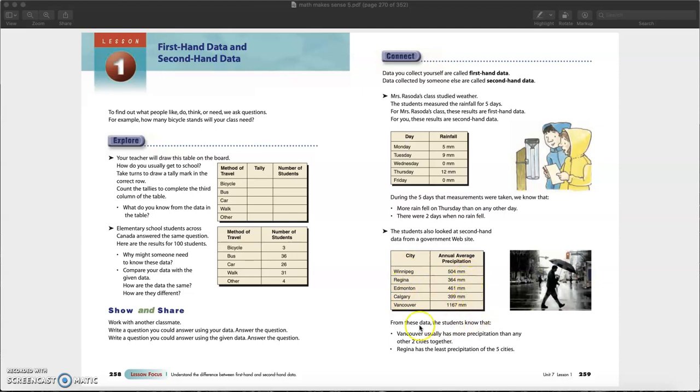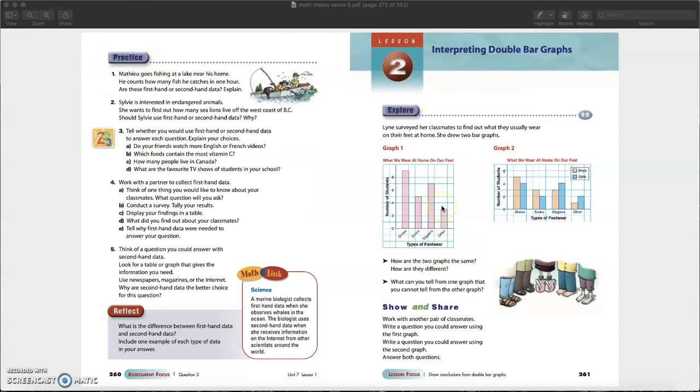There's all our data. From these data, the students know that Vancouver usually has more precipitation than any other two cities together. Yeah, there's no way I can combine these four numbers to get bigger than 1167. Regina has the least precipitation of the five cities, right, down at 364. Yeah, that makes sense. You could add it all up. You could tell me the total average precipitation. You could tell me the highest precipitation, the lowest precipitation. You can combine some stuff. So there's lots of ways to look at it. And then it's straight into questions.